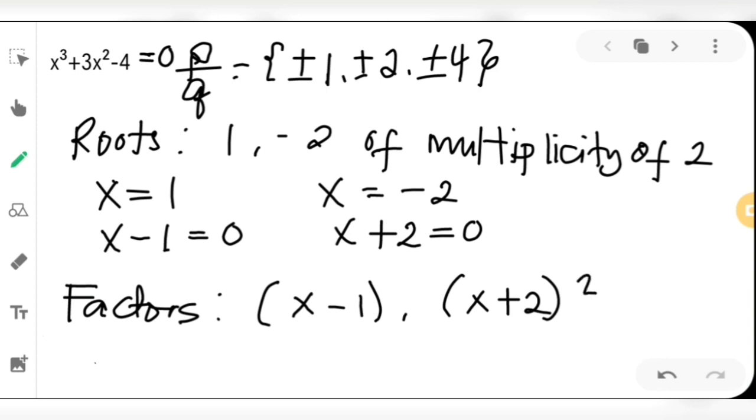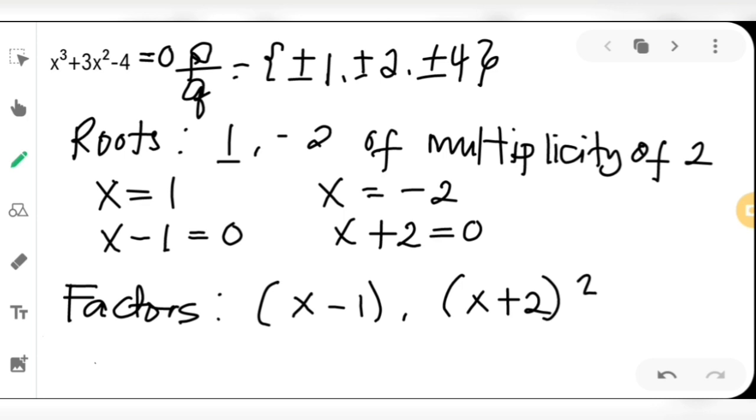Why raised to 2? Because the root negative 2 is of multiplicity of 2. Now, the shortcut on how to determine the factors using the roots is to change the sign, and then you have to put x as the leading term. So we have here positive 1. So change the sign, it will become negative 1, and then you have to write x as the leading term.